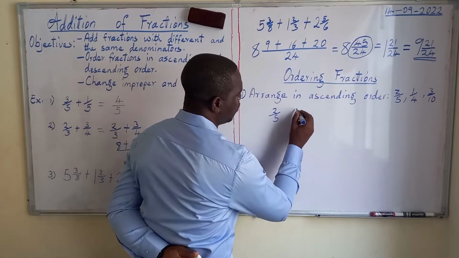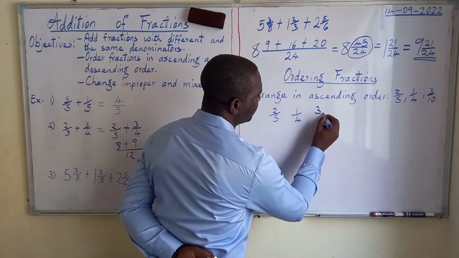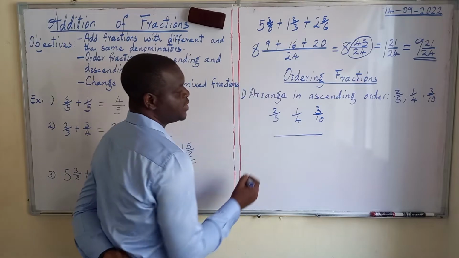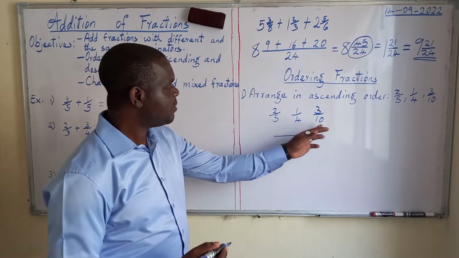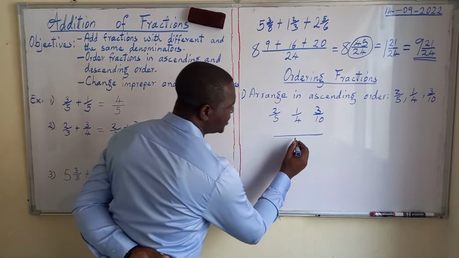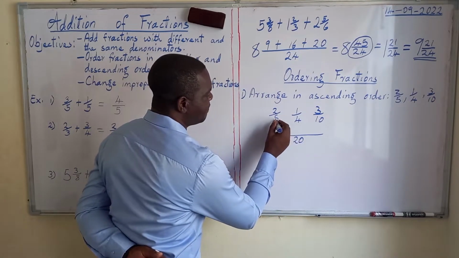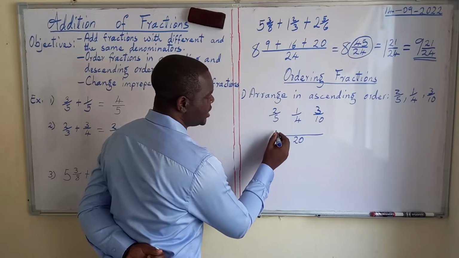Restate 2/5, 1/4, and 3 all over 10. The next step is to find the LCM of the denominators. And the LCM of these denominators is 20, of course. 20 divided by 5 is 4. 4 times 2 is 8.